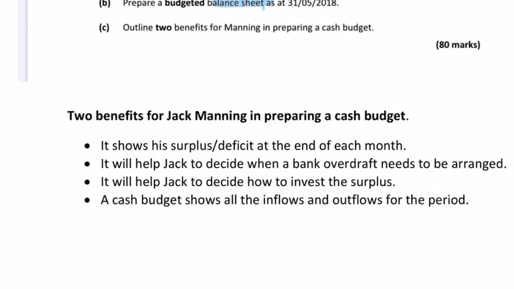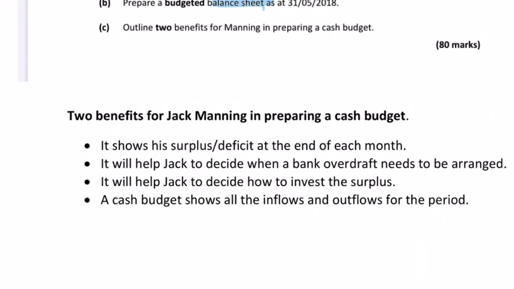It will help Jack to decide how to invest the surplus. So at the end of this month, or this series of months, the 5 months, we have a surplus closing cash of €63,800. So if they just leave that in their standard bank account, they might not get a very big return on that. So by having that €63,800, it would be in their best interest to put it in some sort of investment where they will gain as much interest as possible.